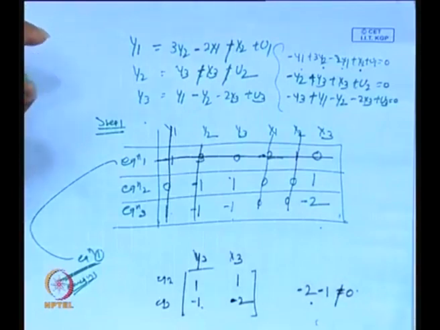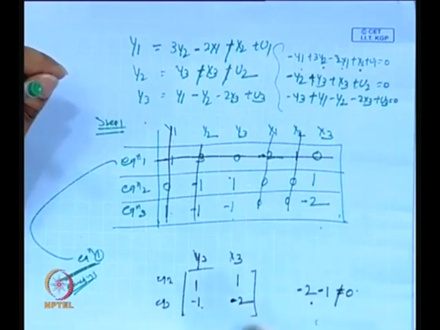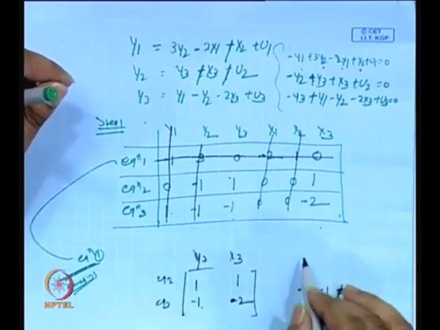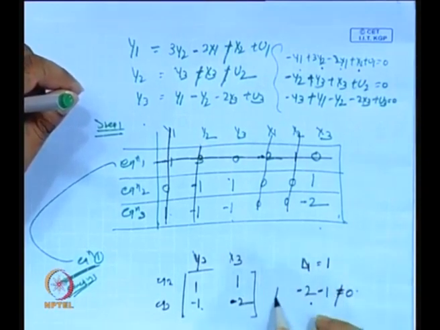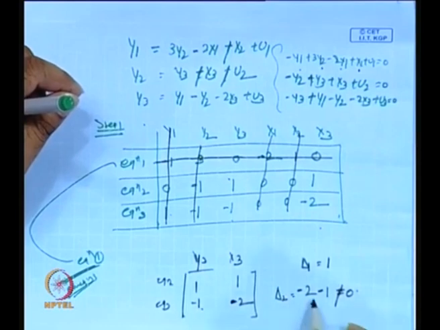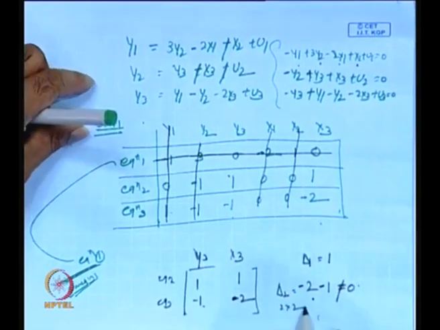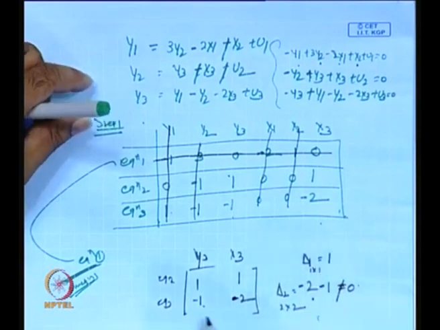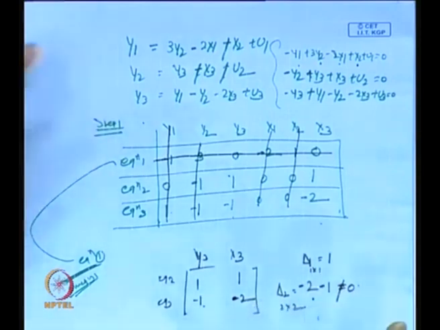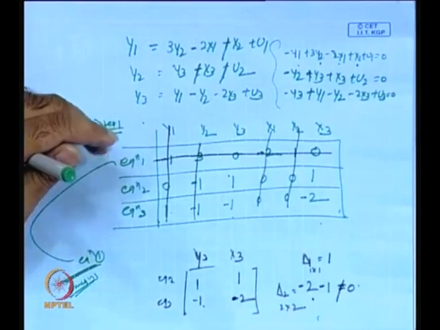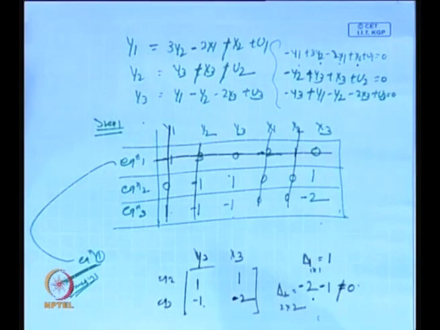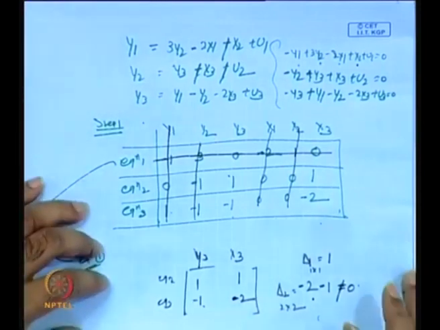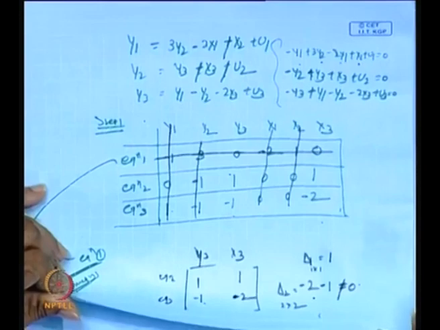Similarly, this structural reduced form matrix is very simple, because we are getting only a single matrix. If I go one by one, then delta 1 is only 1. Delta 2 is minus 2, minus 1, which is of order 2 into 2, and this is 1 into 1. Now the determinant should be of square form, and it has to be not equal to 0. If it is equal to 0, then that equation has to be declared as under identified.